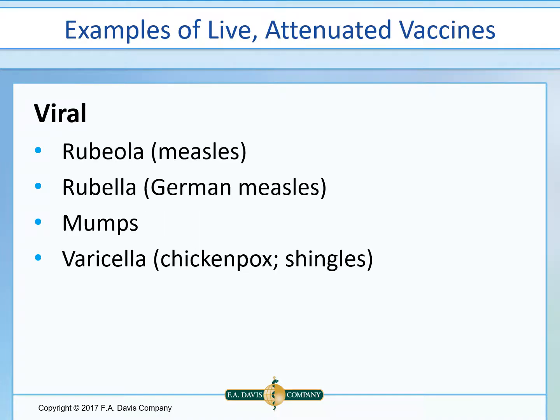Additional live attenuated vaccines for viruses that I'm sure you're all familiar with include rubella for measles, rubella for German measles, mumps, and varicella for chickenpox, and a separate vaccine for shingles.